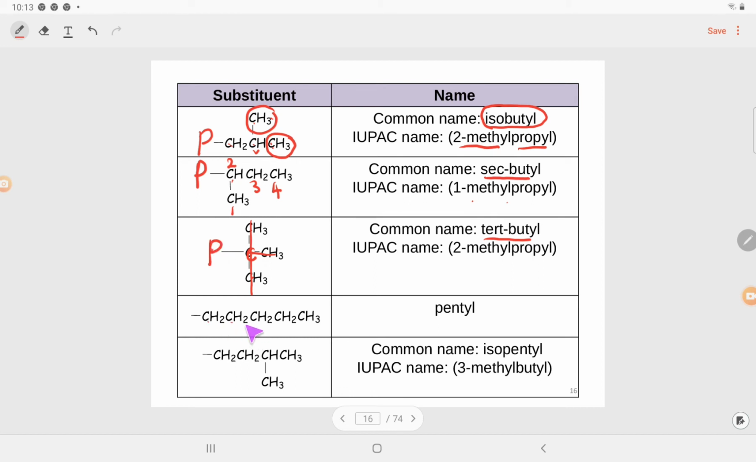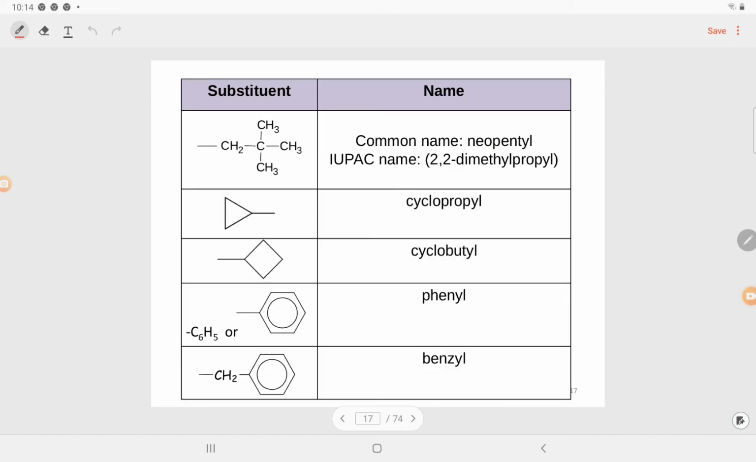So this substituent with 5 carbon atom becomes a pentyl. If we have the CH3 group at the same carbon atom, we can call it iso. Why pentyl? Because our substituent consists of 5 carbon atom. So for your information, all the common names we can accept as IUPAC nomenclature together. Similar for here, the substituent group consists of 1, 2, 3, 4, 5 carbon atom. So this becomes pentyl, 5 carbon, and neo here, or the IUPAC name is 2,2-dimethylpropyl.